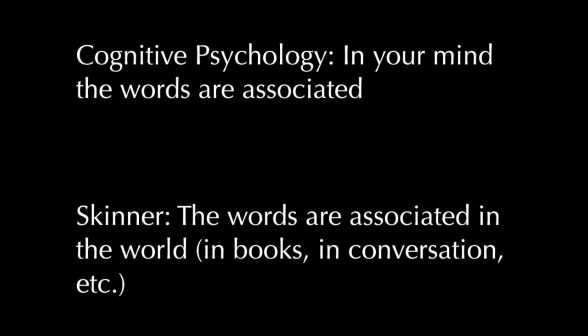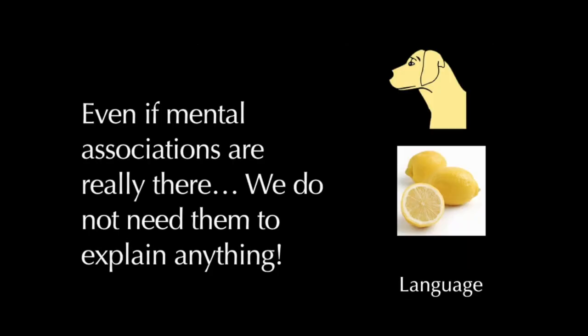What do we mean when we say the words are associated in the world? We say it in our conversations, in books, and in our descriptions of environments. So in summary, it is the world that has those associations. And here's the next point. Even if mental associations are really there in our mind, we do not need them to explain anything. Just by talking about the regularities of the environment, we already have an explanation. There's nothing extra that comes with referring to the mind, the content of the mind.